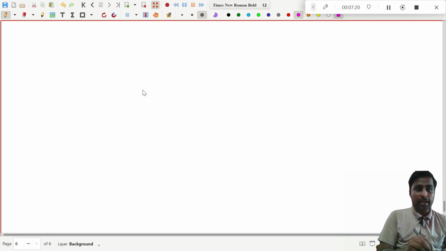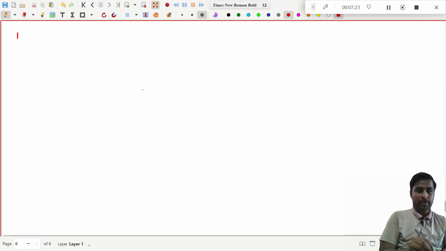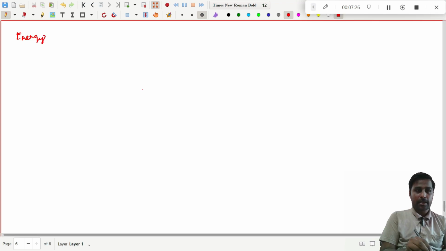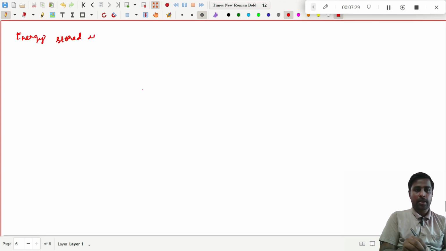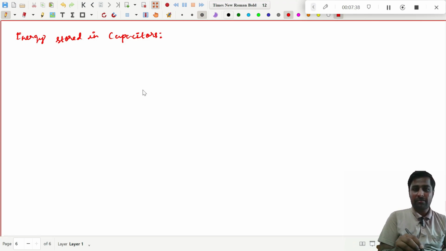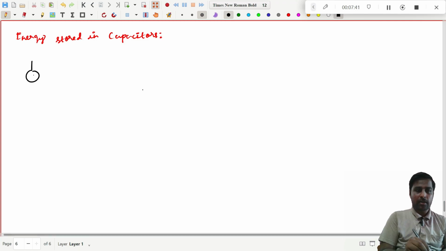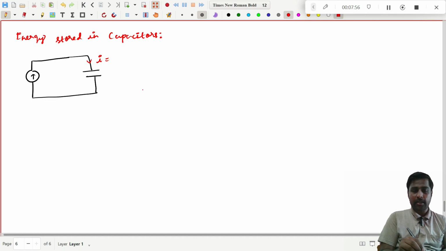So energy stored in capacitors, right? Energy stored in capacitors, and we can draw the diagram. This is I, and this capacitor will be connected like this, and what is the current in the capacitor? That is nothing but C dV by dt, and this is the capacitor, and this is nothing but I, right?